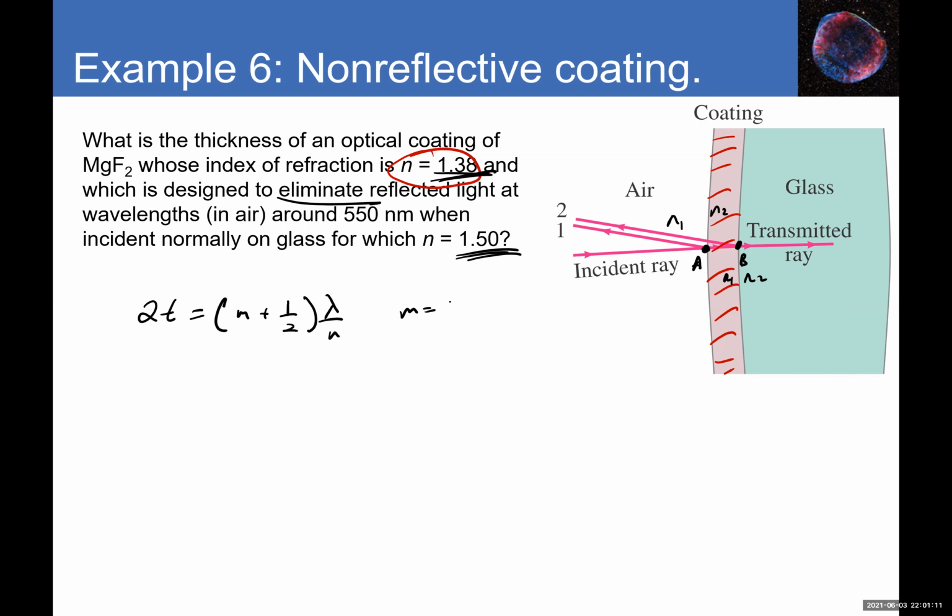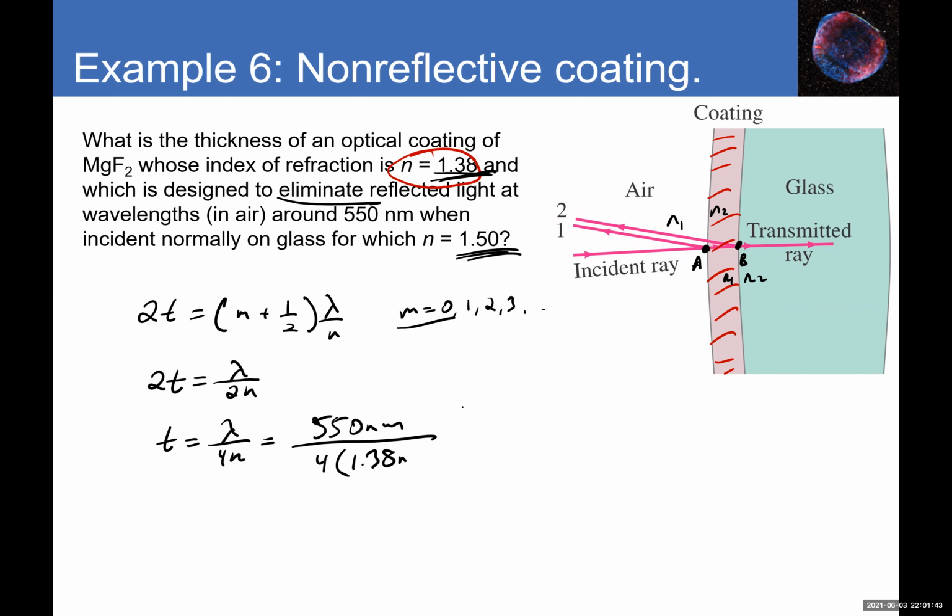Again, remember, it's always m equals 0, 1, 2, 3, and so on and so forth. So looking at where m equals 0, this equation becomes 2t equals lambda over 2n. Then using this, we can calculate this specific t, right? So then t equals lambda over 4n. So then lambda here is 550 nanometers divided by 4 times 1.38. And then we calculate this, we should get 99.6 nanometers. And that will be the answer for this.